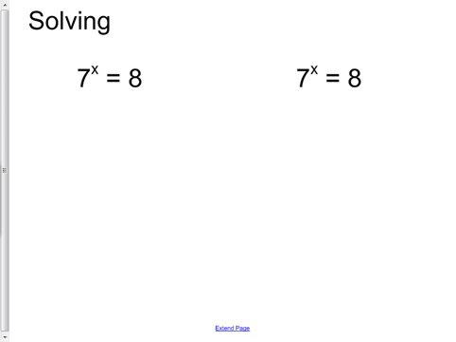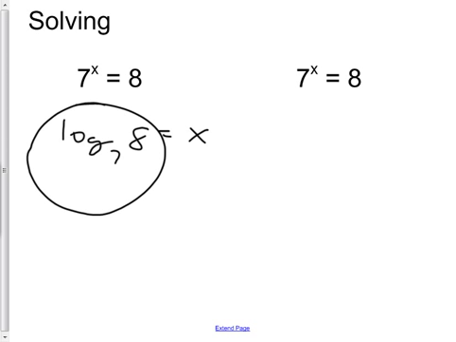Okay, this one. 7 to the x equals 8. Well, if you wanted to solve it, you want to rewrite it as a log. Log base 7 of 8 equals x. Is this solved for x? Yes, it is. Some people think, but you haven't figured out what log 8 over log 7 is. But x is alone. It's solved for x. That's the answer. It is solved for x.